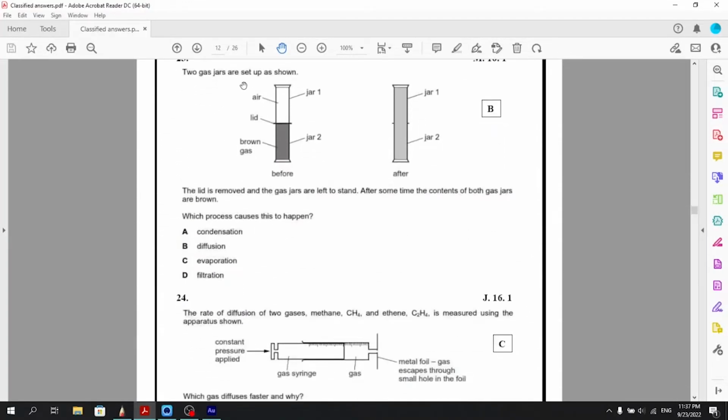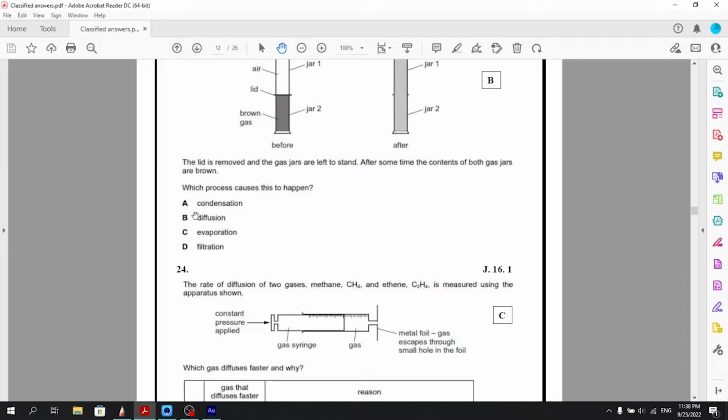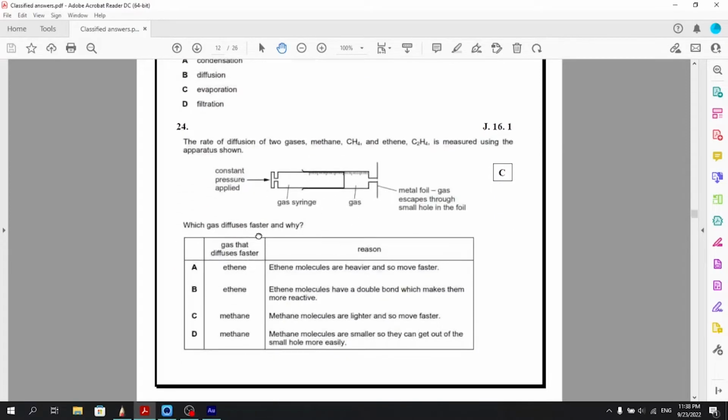Two gas jars are set up as shown. Alright, we have jar 1, jar 2, air, brown gas, a lid to separate both jars. We removed the lid and the jars are left to stand. After some time, the contents of both gas jars are brown. How did that happen? Of course, as we mentioned before, the brown gas is just a gas, so normally it will just diffuse, filling the air in the upper jar once we remove the thing that's separating them, the lid, right? Which process causes this to happen? Of course, it's diffusion.